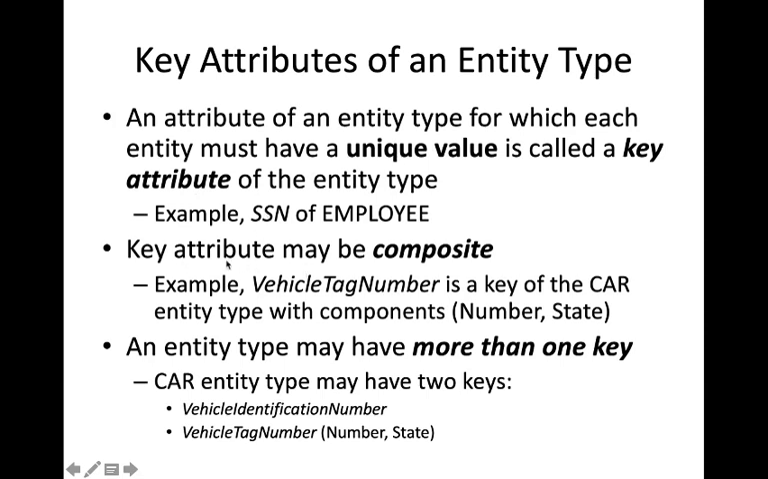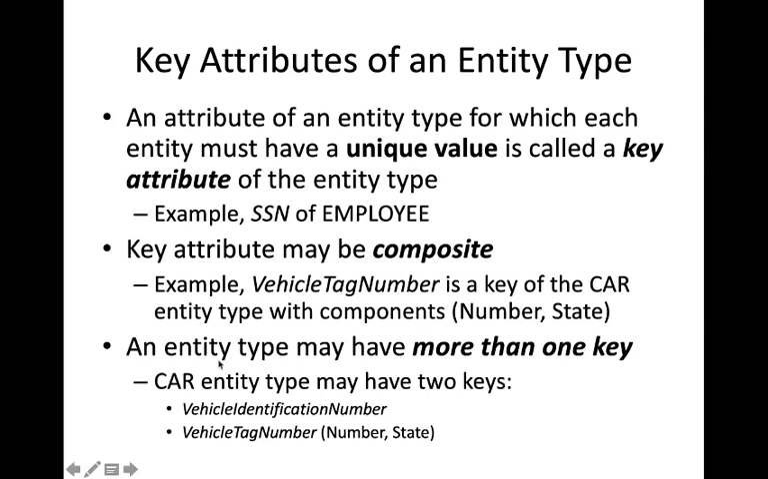Okay. That key attribute may be composite. For example, vehicle tag number is a key of the car entity type. That is the vehicle identification, vehicle number. So if you take KL35C2345, then KL represents the state. Then the rest represents a number. So it is a composite attribute. It is a combination of state and number. We can call it the vehicle tag number. It is a key attribute of that car.